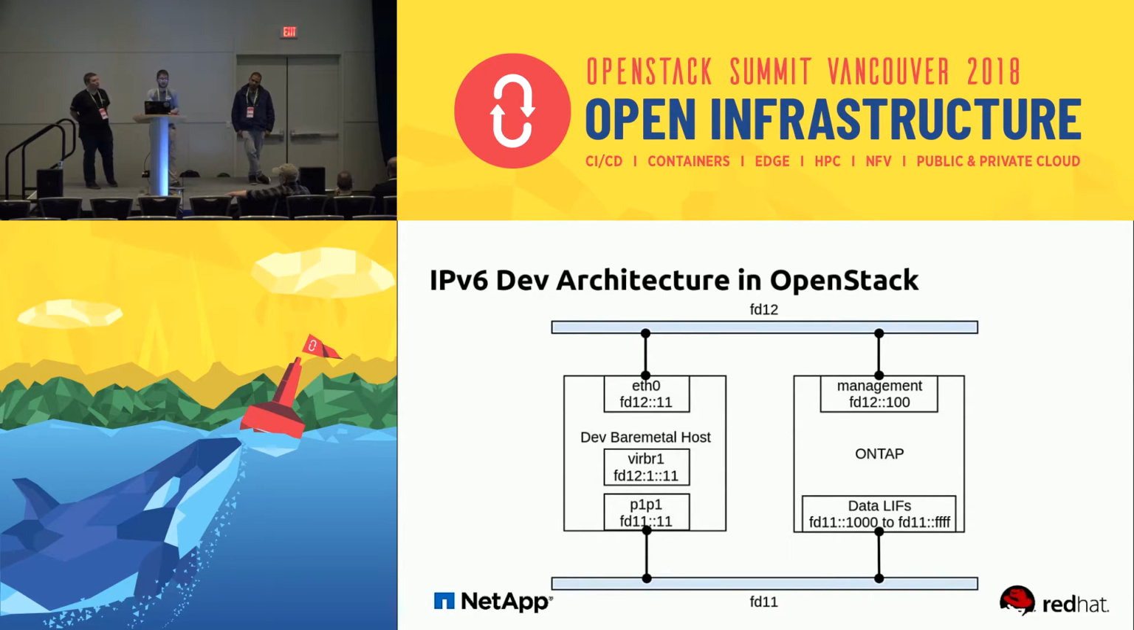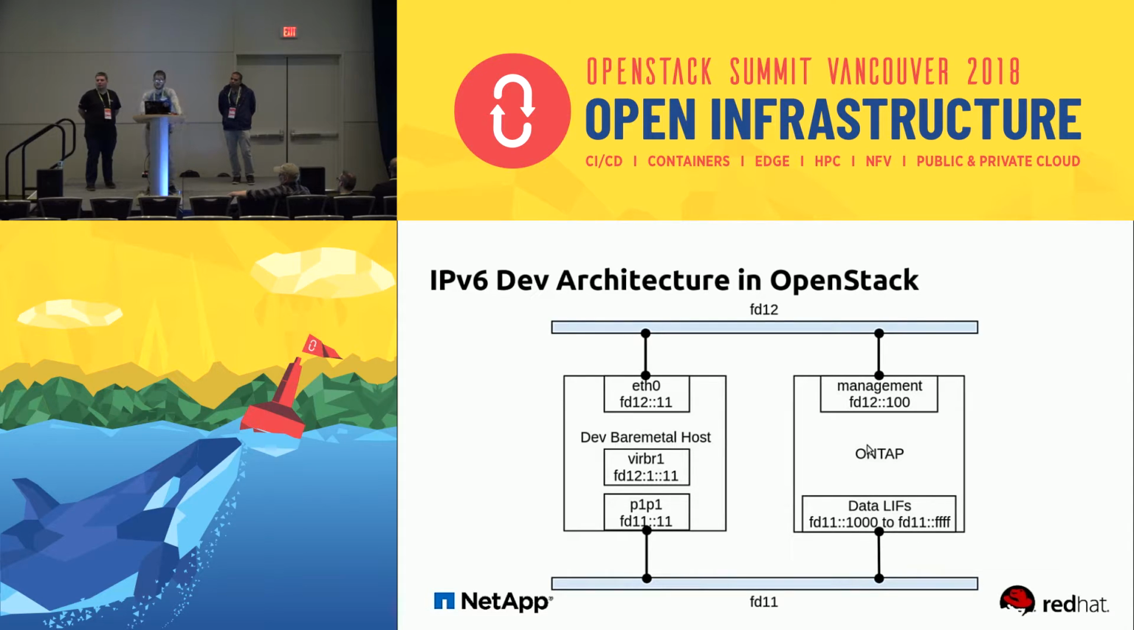This is a picture of our physical architecture. The blue bars on top and bottom are our networks. On top is the management network. On the bottom is the data network. We can see the interfaces, eth0 and p1p1. eth0 is the admin interface on our hypervisor. p1p1 is the data interface.